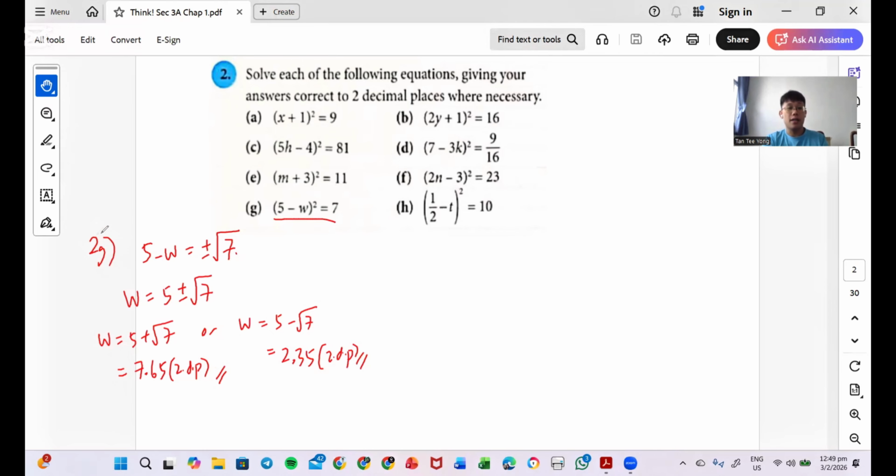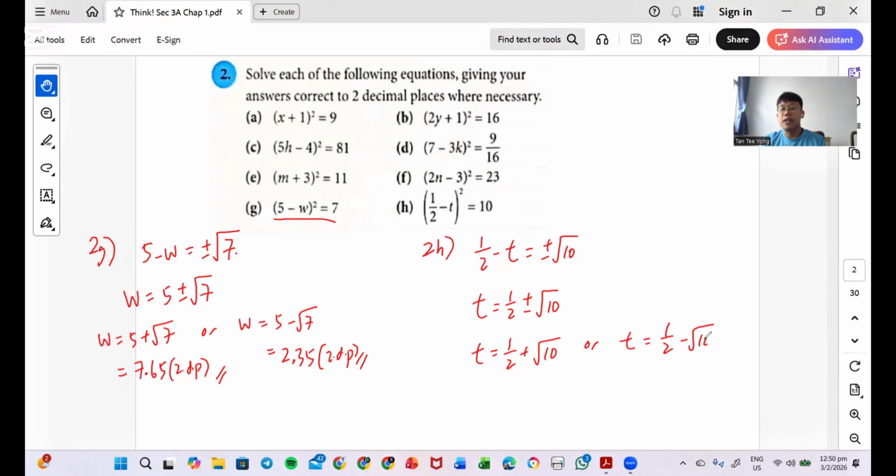Okay, so this is for 2G. Now let's do 2H. So yeah, just same thing, square root both sides. I will have half minus t equals to plus minus square root 10. So t is equals to half plus minus square root 10, right? So t is equals to half plus square root 10, or t equals to half minus square root 10.